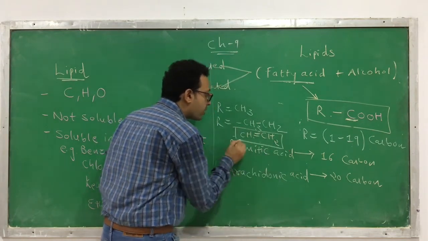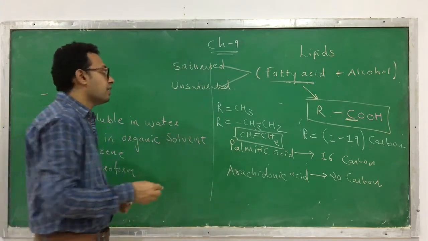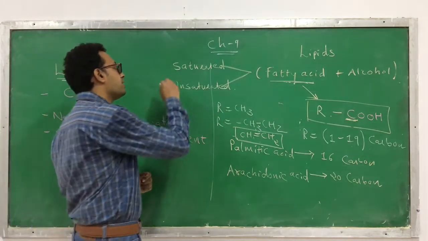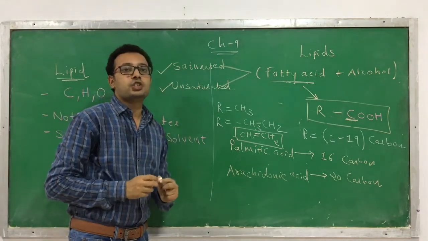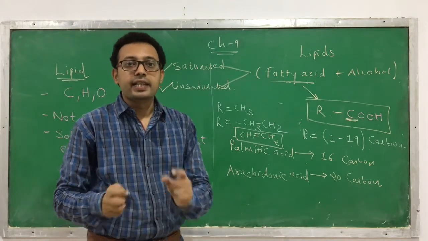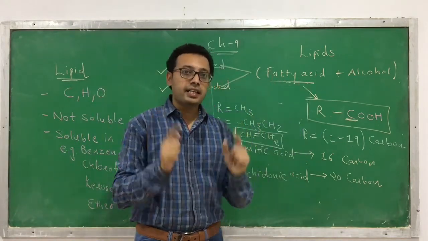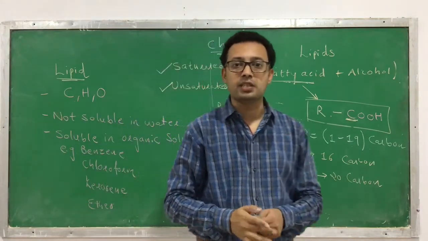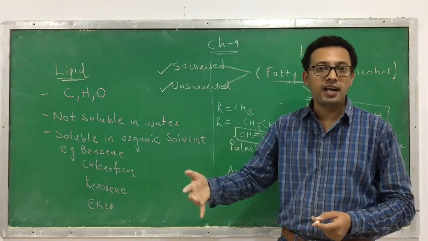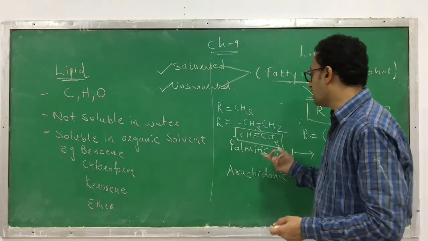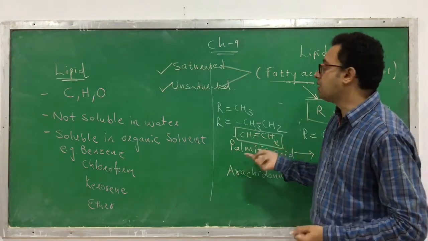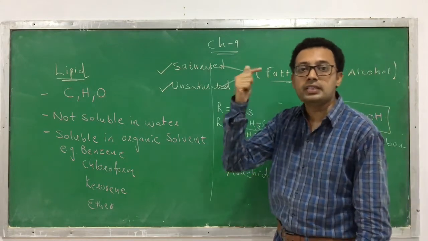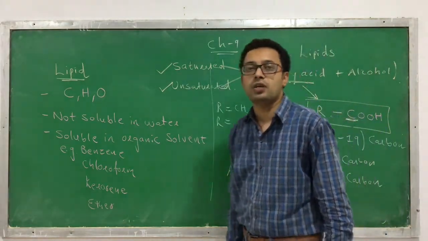If one or more double bonds are present in a long chain, then it is called an unsaturated fatty acid. And if the double bond is absent, then it is called a saturated fatty acid. Clear? In the chain of a fatty acid, if double bonds are present, one or more, it's not necessary that only one double bond is present. It may be 1, 3, 5, even 7. So if double bonds are present, then this type of fatty acid is called an unsaturated fatty acid. And if the double bond is absent, then this type of fatty acid is called a saturated fatty acid.